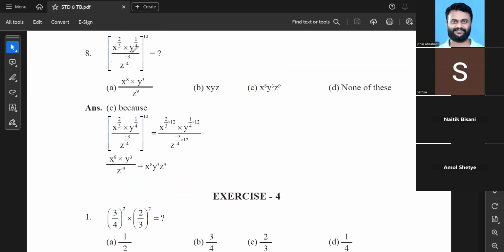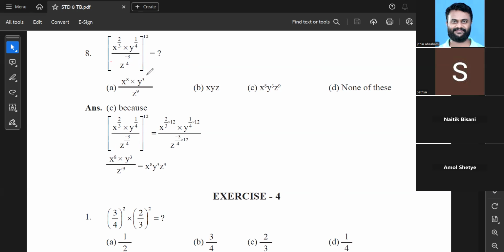X raised to 2 by 3 multiplied by y raised to 1 by 4 divided by z raised to minus 3 by 4, the whole raised to 12. Now, as you can see, this x and y, by the way, don't combine. ये multiplication देके directly इन दोनों को add मत करना. No, because the base is different. This one is having x and this one is having y. So you cannot combine. All the laws of indices work only if the bases are same. If the bases are different, you cannot use those laws.